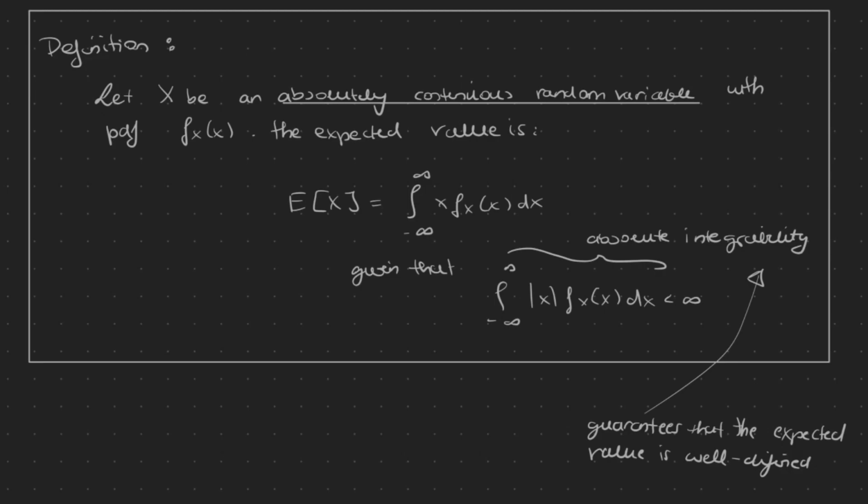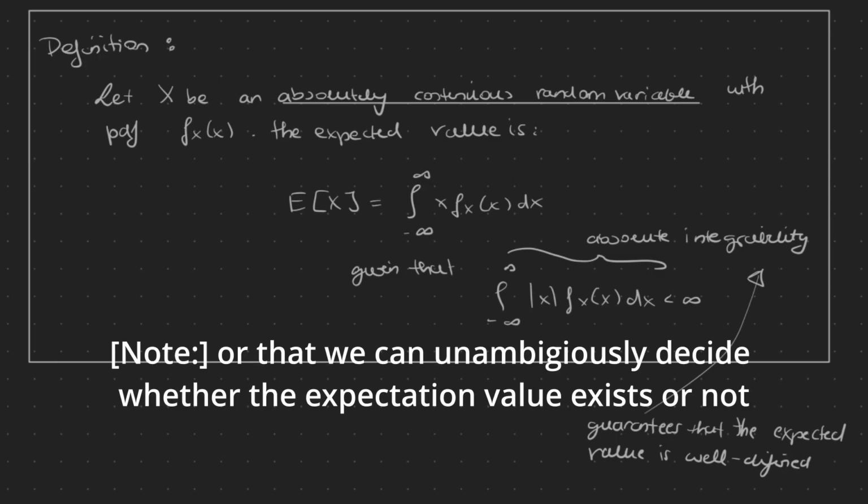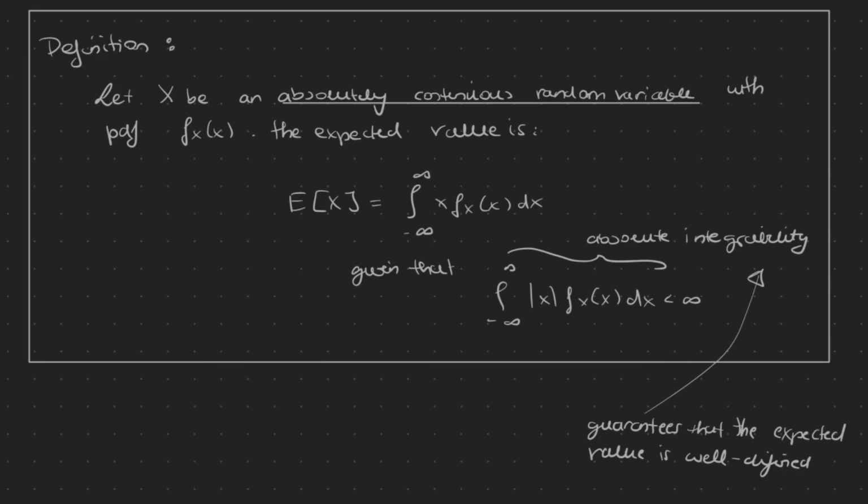And it's actually a very common thing to do in mathematics, because it guarantees that the expected value is well defined. It's a handy requirement because there are distributions like the Cauchy distribution where the expectation value can be ambiguous. And when we have this requirement, our expectation value is well defined.